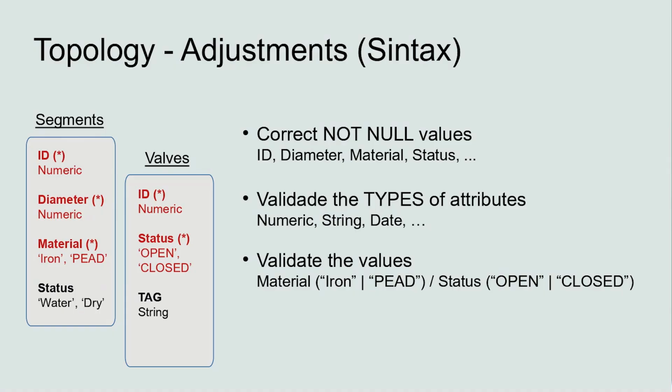After defining the elements, the syntax, and the semantics, we must make the adjustments. First, in the syntax, I selected two elements for some examples. We must correct null values, validate the types, and check that all values are correct. In the case of the status attribute, the values must be open or closed.